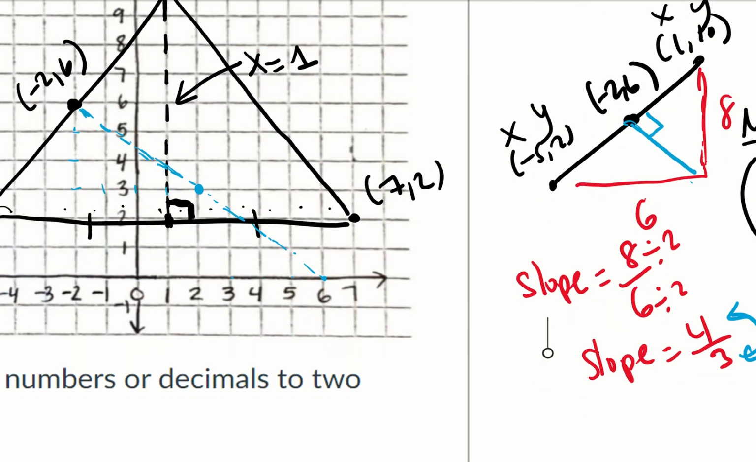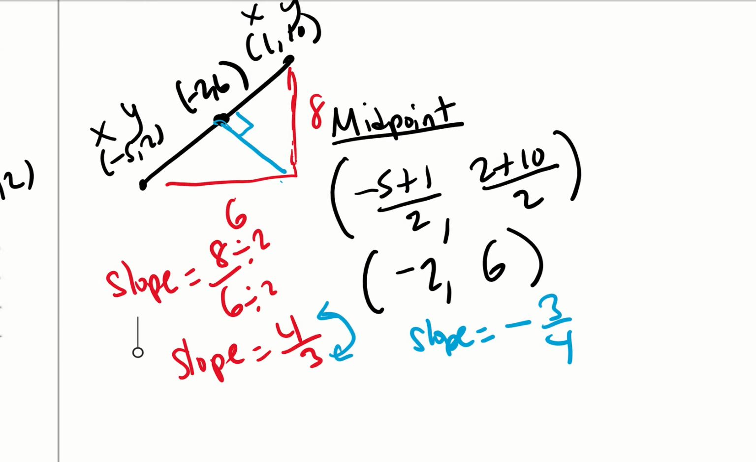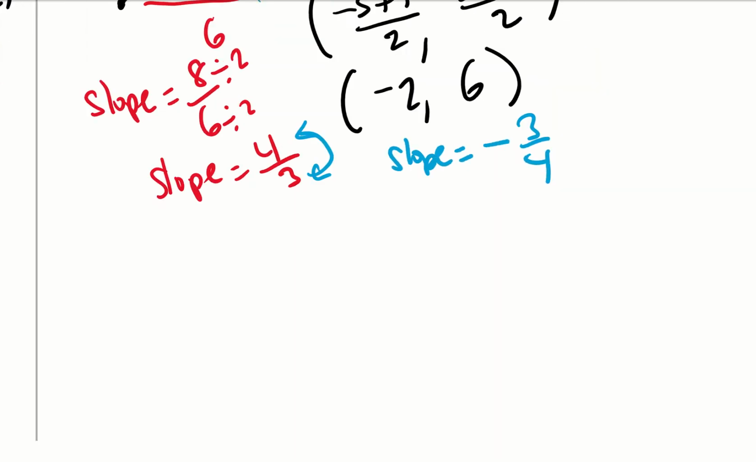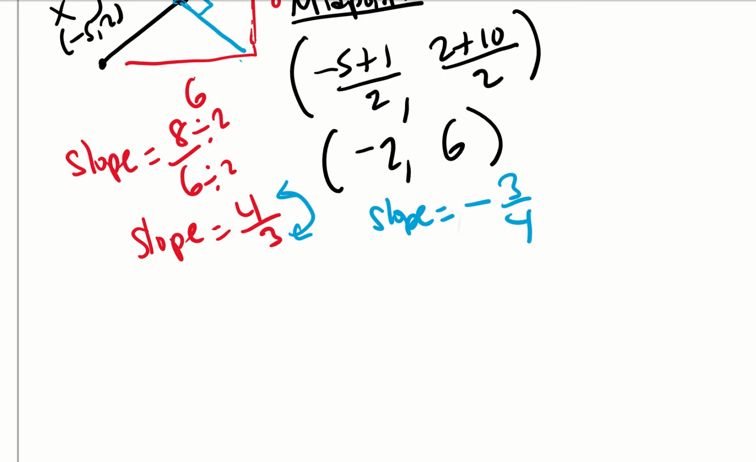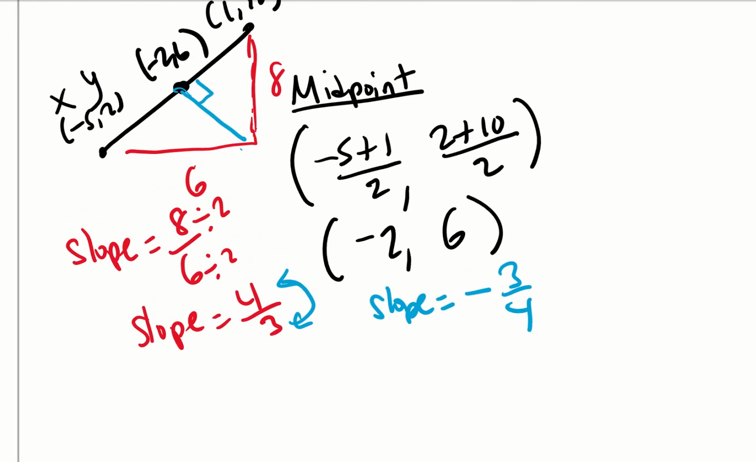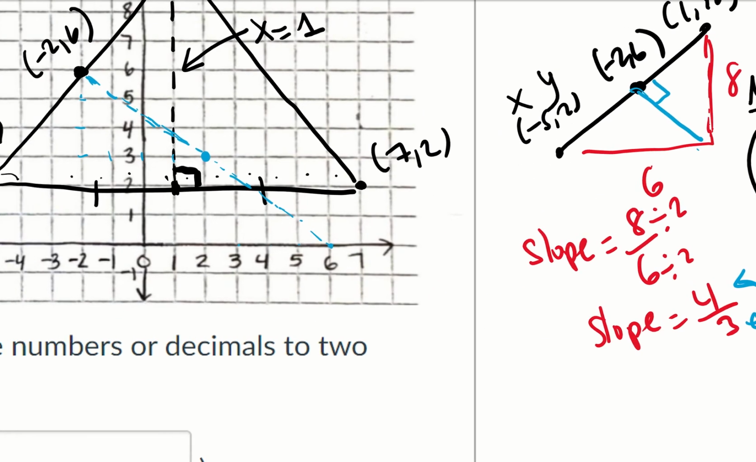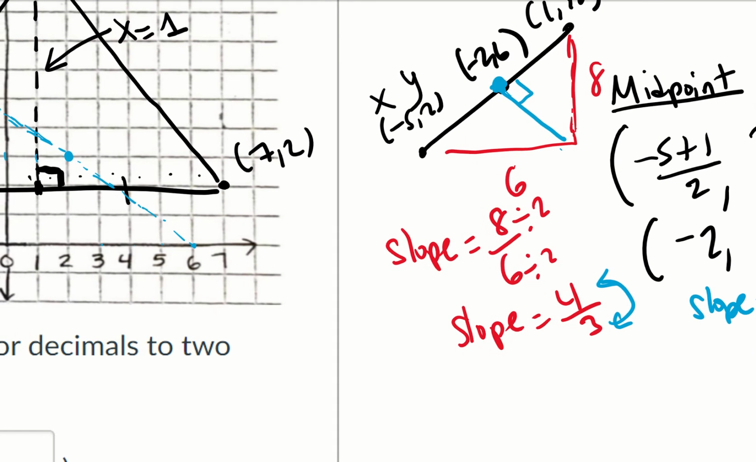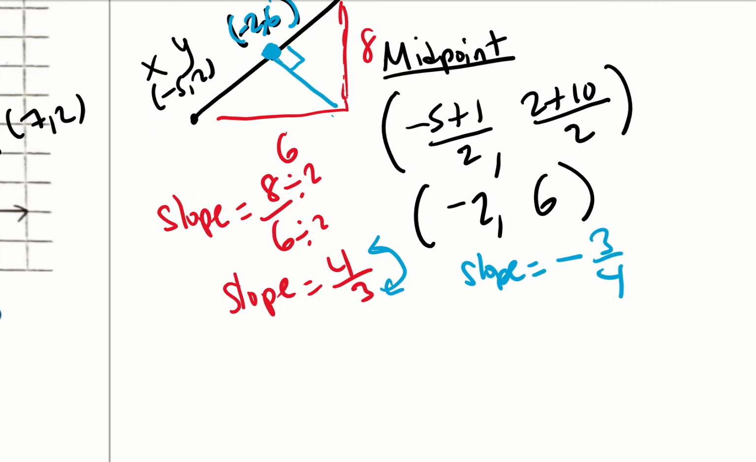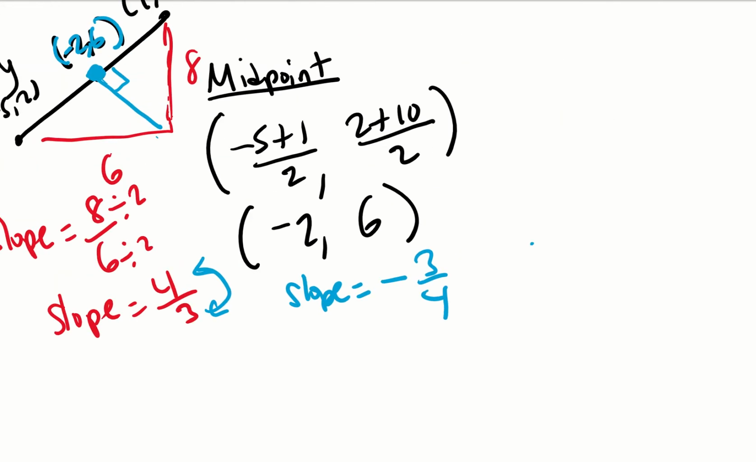All right, now let's find the equation of the blue line. The equation of the blue line, we know that the slope of the blue line is -3/4. We know a point on that blue line, because the point that is on that blue line is going to be the -2, 6, right? That's the point on that blue line. So let's put this in blue. So we know a point and a slope. So we should be able to find the equation of this blue line.